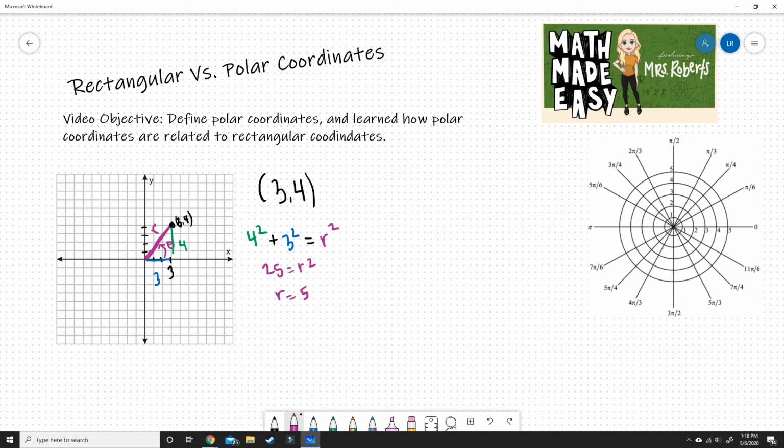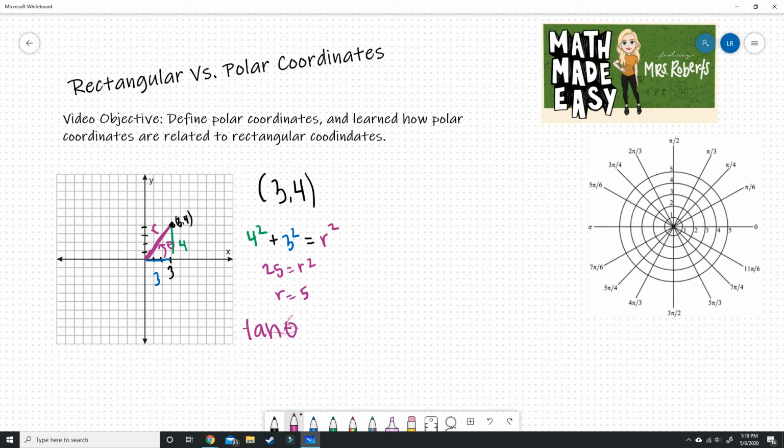Is there a way to figure out the angle? Is there a way to figure out theta? Well, this is a right triangle, and we know 4 and 3. And 4 and 3 could be related to that angle using tangent. Yeah, tangent of theta.